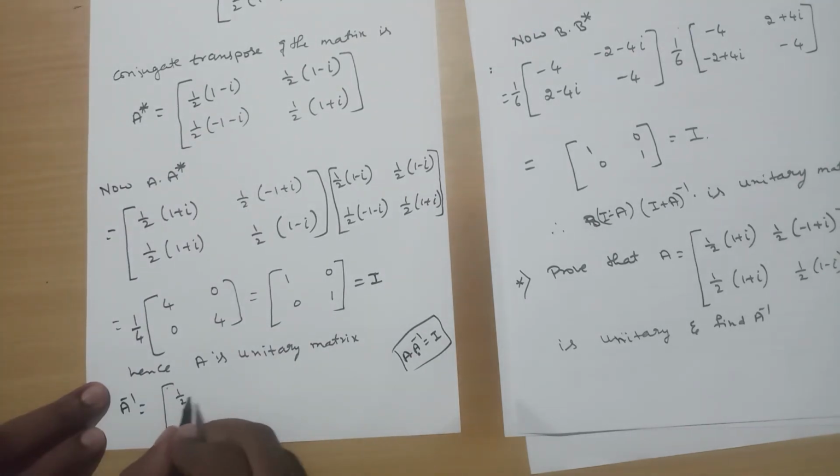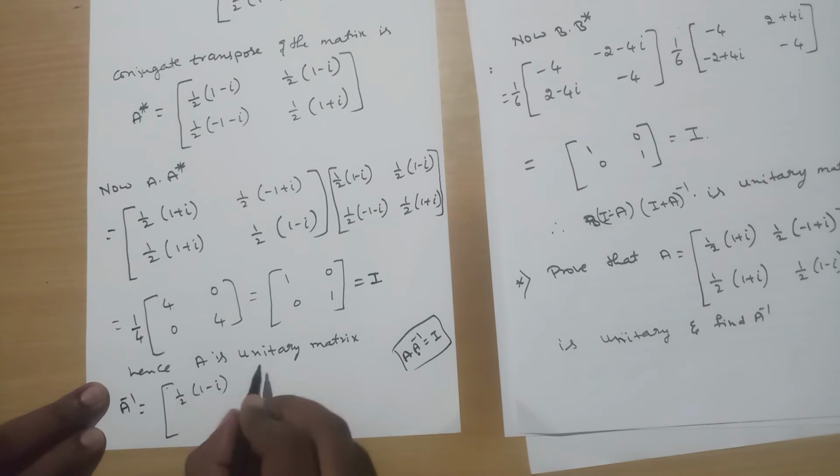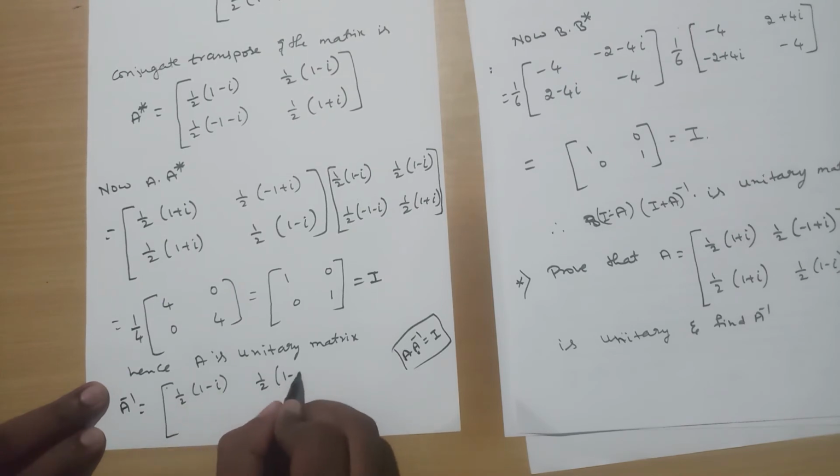So 1/2 into (1 minus i), 1/2 (1 minus i), 1/2 (-1 minus i), 1/2 (1 plus i). So this is your A inverse.